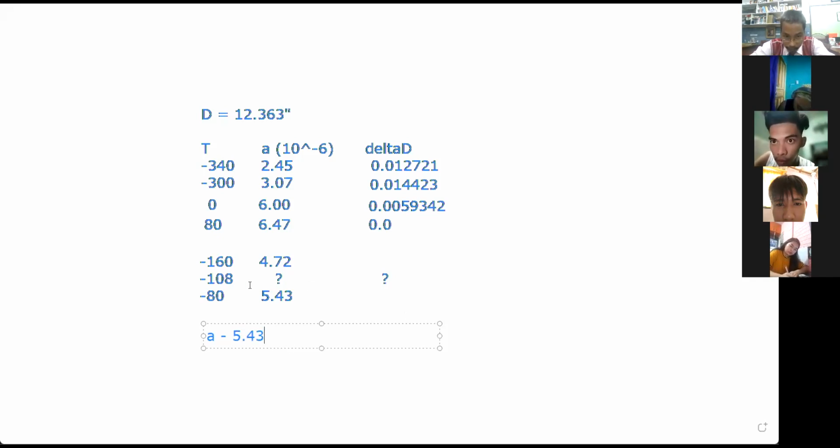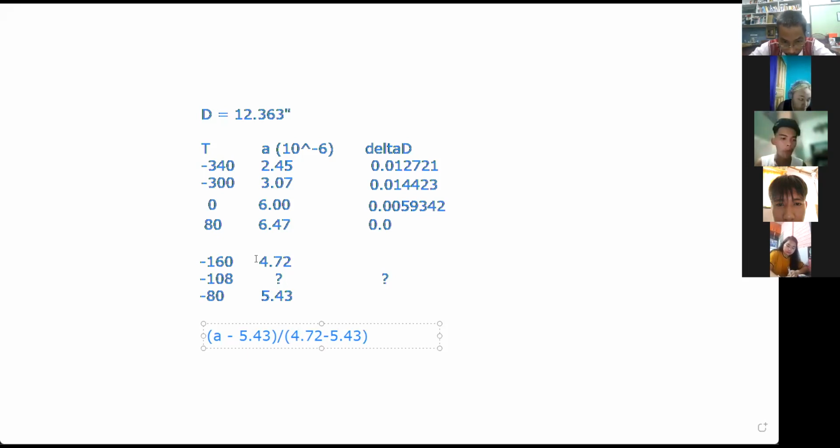5.43. What is that? This is our alpha. Take note. This question mark is our alpha that we want to know. You have to minus the lower number, 5.43. Minus it. And then put your parentheses. And divide that by 4.72 minus 5.43. Okay? What is this?